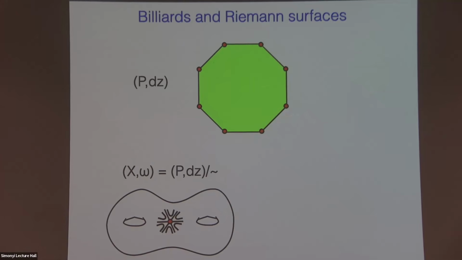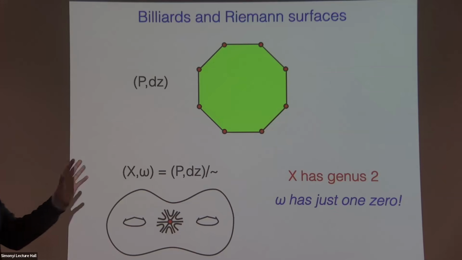Okay, so there's a way to pass back and forth between at least very special billiard tables and compact Riemann surfaces, and indeed Riemann surfaces equipped with one forms. So I want to emphasize that here the one form has just one zero. In general, in genus 2, a one form has two simple zeros. This one has a single double zero.